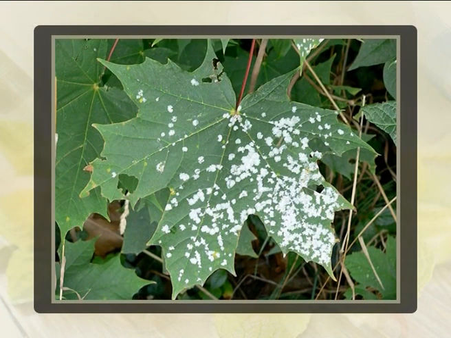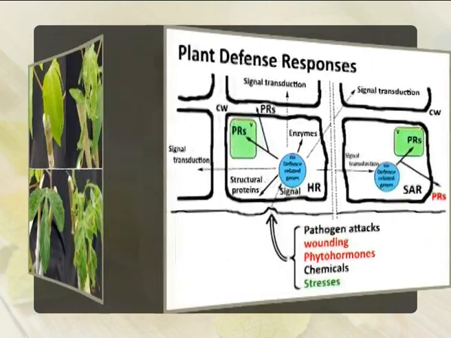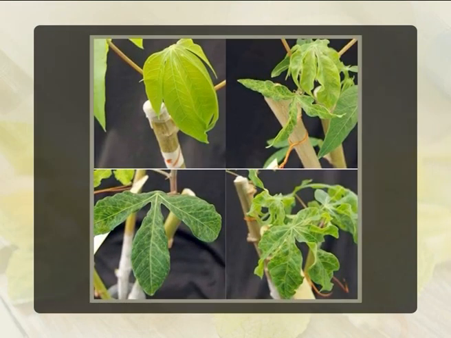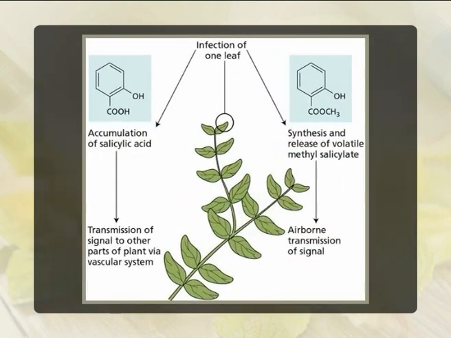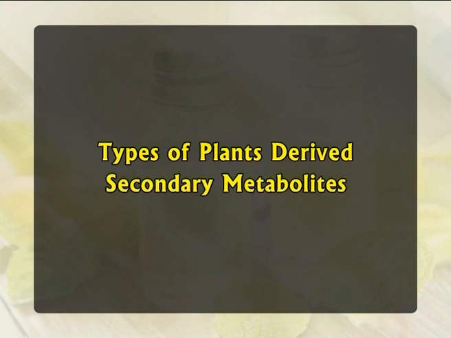Infection induces additional antipathogen defense. Phytoalexins increase after pathogen attack. Some plants recognize specific pathogen-derived substances. A single encounter with a pathogen may increase resistance to future attacks. Now let's discuss types of plant-derived secondary metabolites.